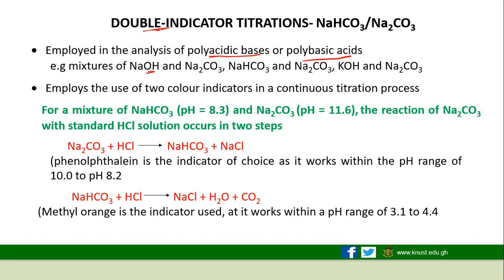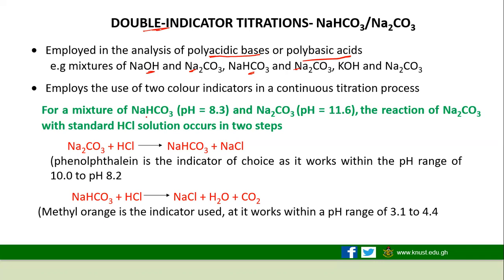Examples are sodium hydroxide and sodium carbonate, a mixture of sodium bicarbonate and sodium carbonate, or potassium hydroxide and sodium carbonate. Good. We employ two indicators in a continuous process. One indicator is used, then the next indicator is added, and the process continues till we get to the second endpoint.